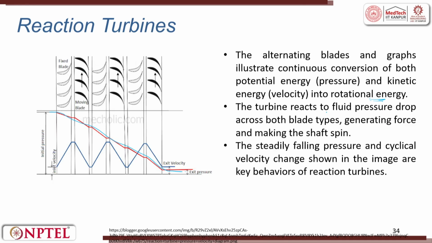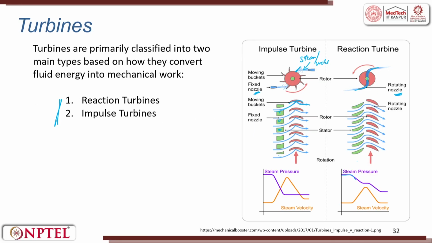The turbine reacts to fluid pressure drop across both blade types, generating forces and making the shaft spin. So, it hits tangentially, so it spins. The steadily falling pressure and cyclic velocity change shown in the image are the key behavior in a reaction turbine. So, this is a reaction turbine.